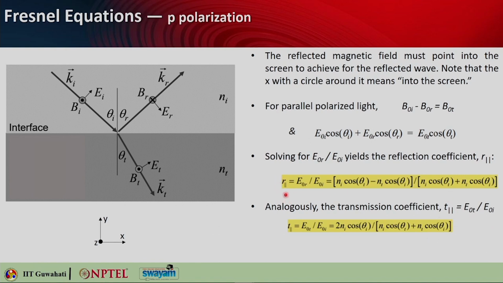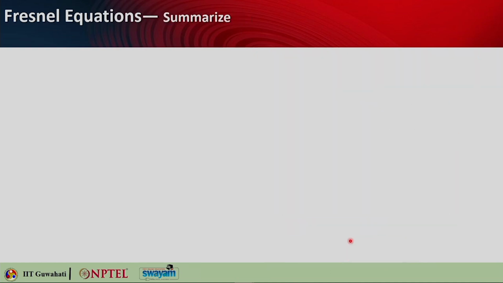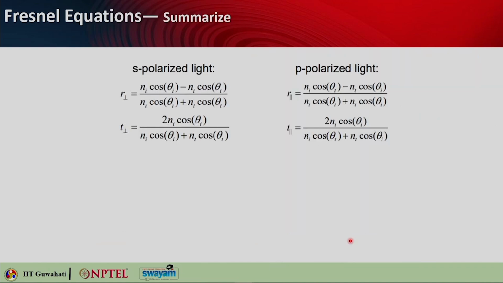Always remember that for the reflection coefficient and transmission coefficient, the denominators are the same, the numerators are different. Okay, so this is the equation called the Fresnel coefficients or Fresnel equation for parallel polarized, or P polarized, or TM polarized light. So this is the summary. Here I am putting the equations side by side, you will be able to appreciate it more.